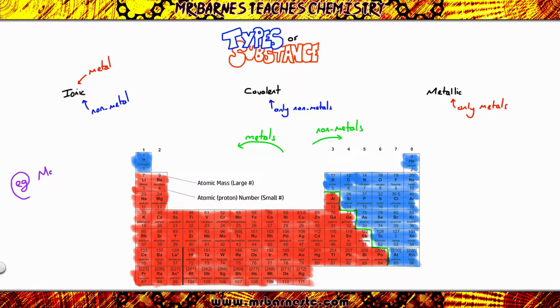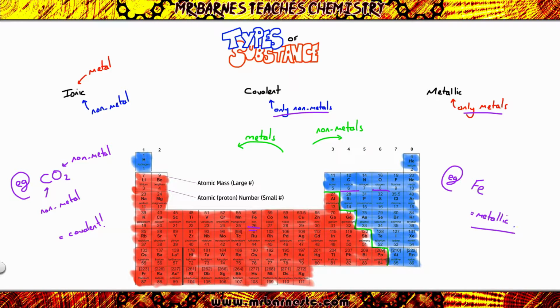So for example, if I have MgCl2, magnesium chloride, you find magnesium on the periodic table, it's a metal. You then find chlorine on the periodic table, it's a non-metal. So we have a metal and a non-metal, so we have ionic bonding. If we have a look at a second example, CO2, C is carbon, a non-metal. O, oxygen, is also a non-metal. I've got two non-metals, therefore I have covalent bonding. And then the final example, Fe, iron, it's just iron on its own, it's a metal, therefore it's metallic.